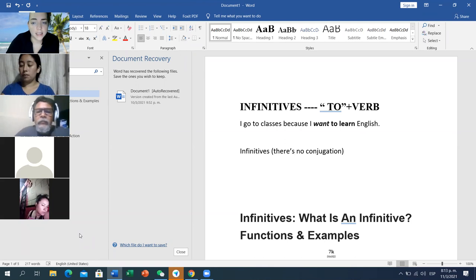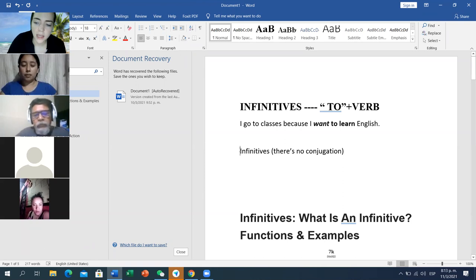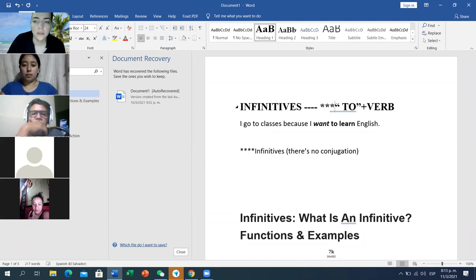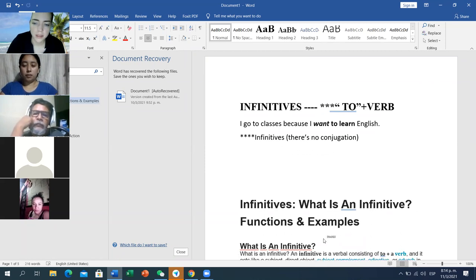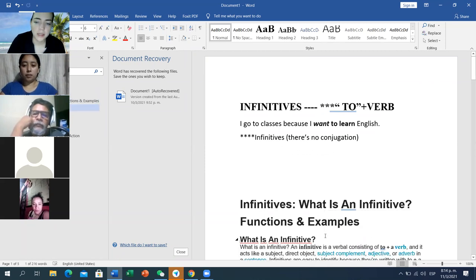That's why it has different uses. Los infinitivos tienen diferentes usos. But in este caso, I want to show a purpose. And the important thing here is that with infinitives, there is no conjugation to use the to. Okay, now let's go to see. So to see better or to talk better about it, okay, let's go see what is an infinitive.